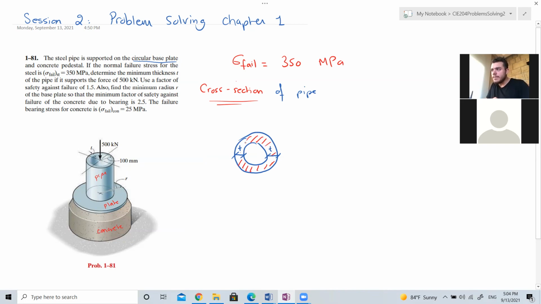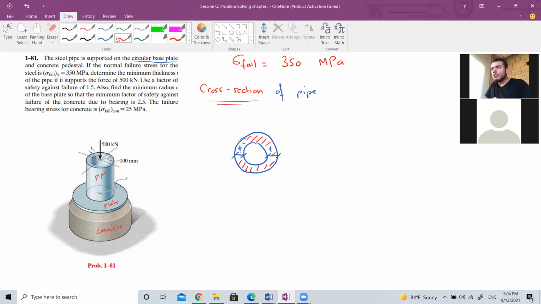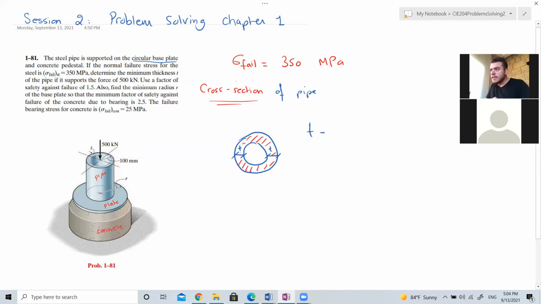Agreed? Okay. You need to find, ya Hassan, the maximum thickness T. What is the maximum thickness T? If the pipe supports the force of 500 kilonewtons, so this is the force P equal to 500 kilonewtons, you are doing a 500 kilonewton compression on the pipe, and from this force and from sigma failure, you are required to find the maximum thickness T. Use a factor of safety of 1.5.